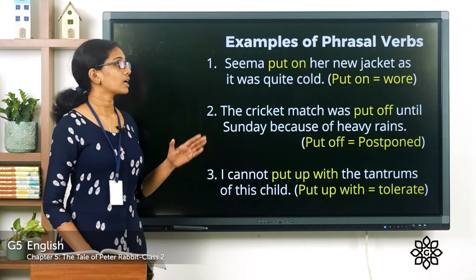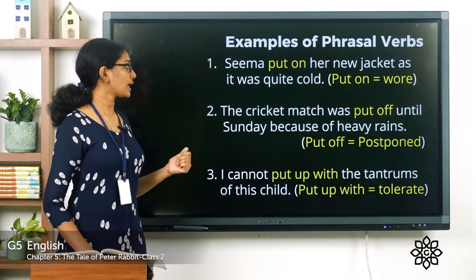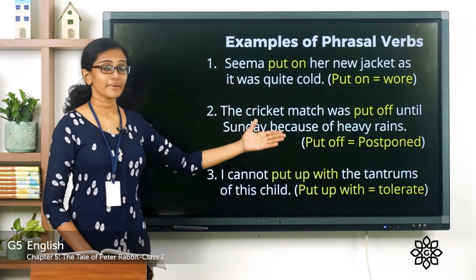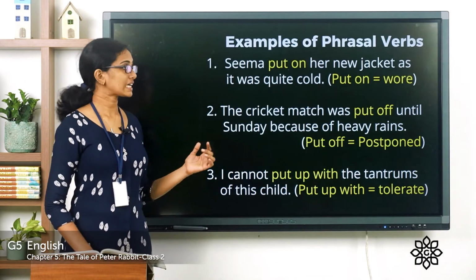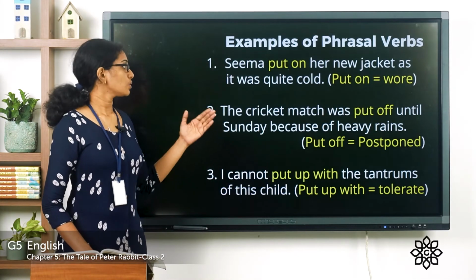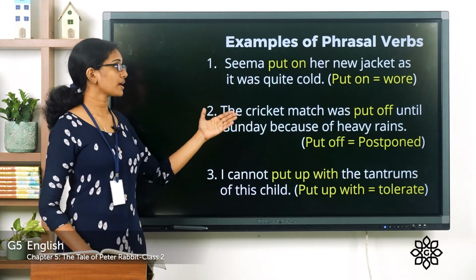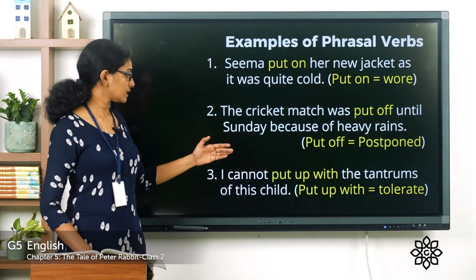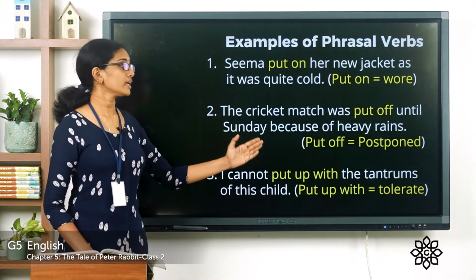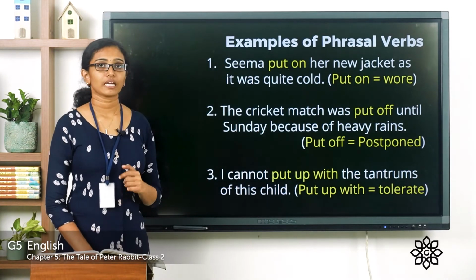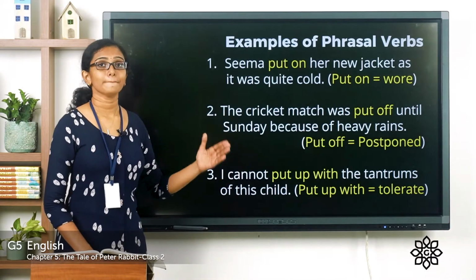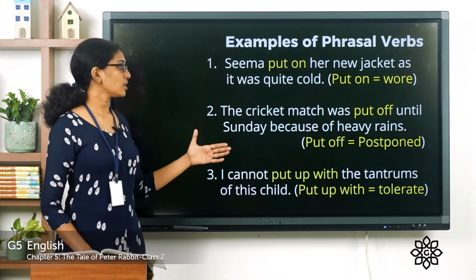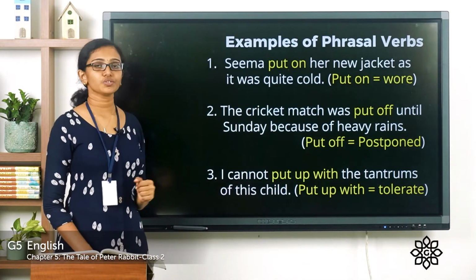Now the example 2, the cricket match was put off until Sunday because of heavy rains. Here the phrasal verb put off means postponed or cancelled. So the cricket match was put off, or the cricket match was postponed until Sunday because of heavy rains. Now the third example, I cannot put up with the tantrums of this child. Here the phrasal verb put up with means tolerate. I cannot put up with, or I cannot tolerate the tantrums of this child.